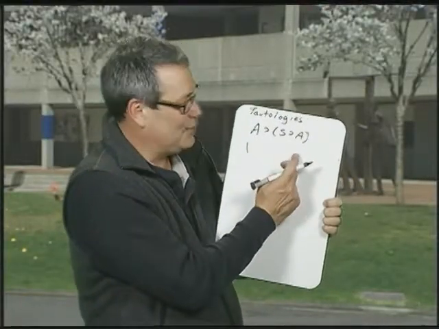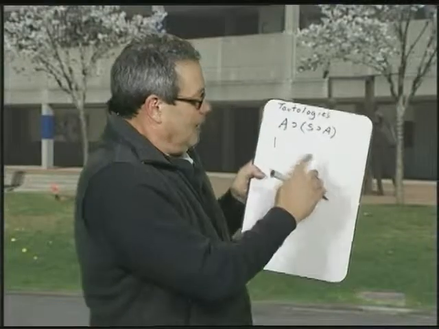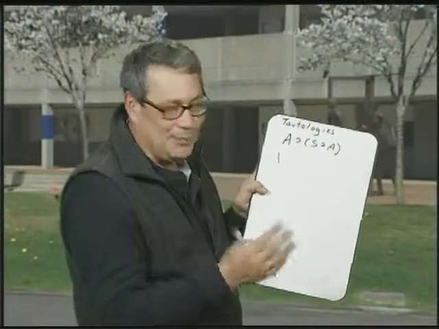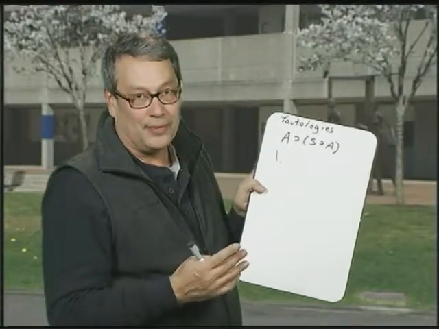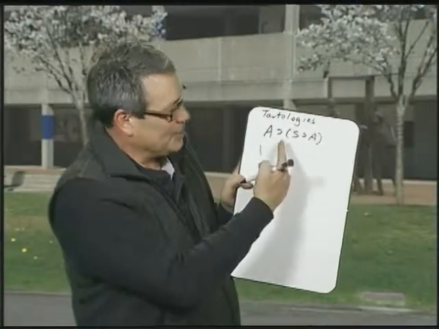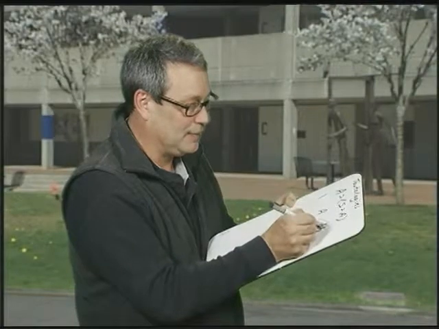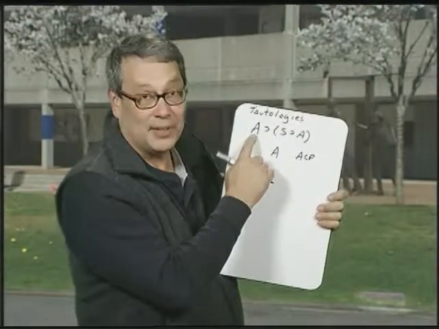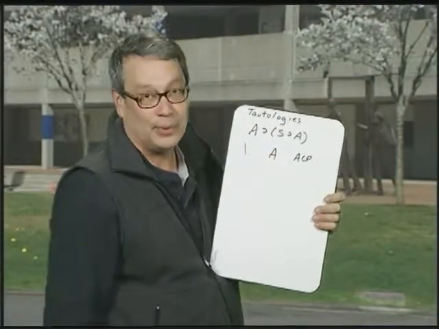This is your goal. This is your target. Notice it's a conditional. You've got to make an assumption because you have no premises to work with. You absolutely must make an assumption. So since it's a conditional, let's assume the antecedent. So we indent to the left, and we assume the antecedent A. Now we're looking for S horseshoe A.